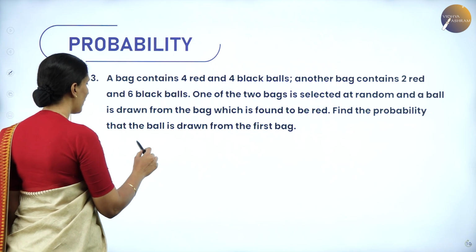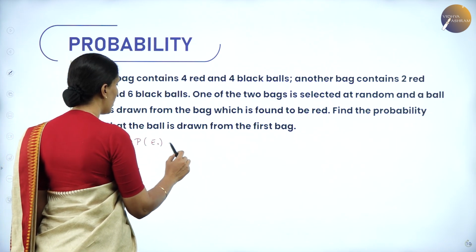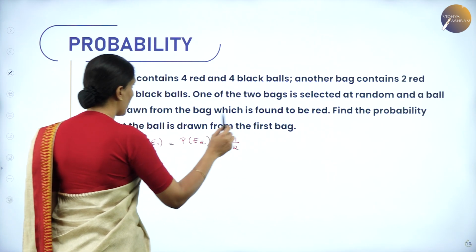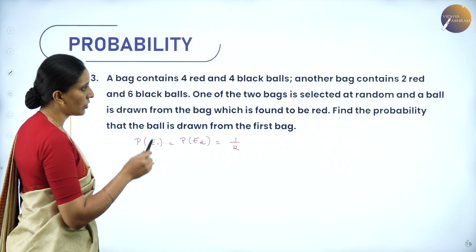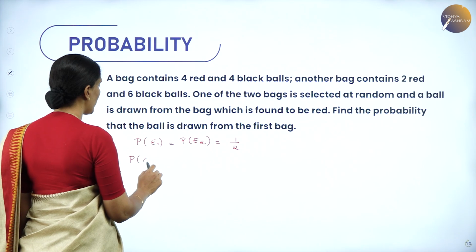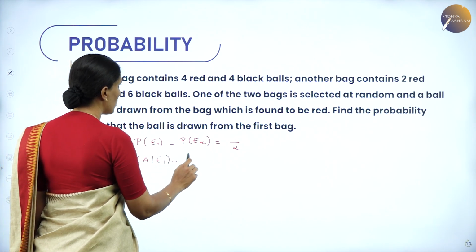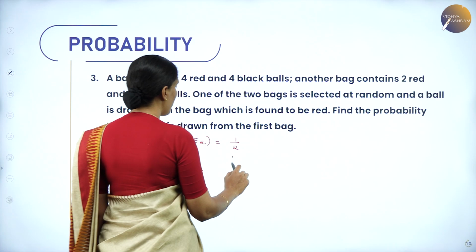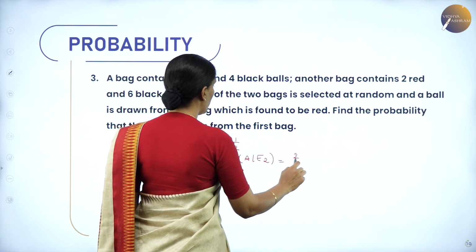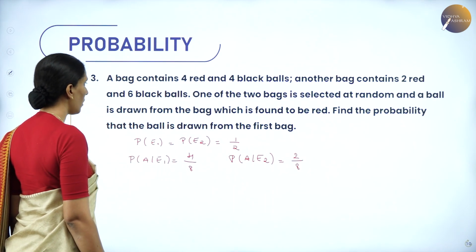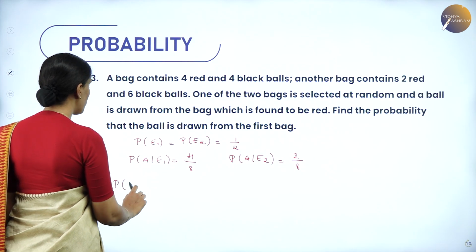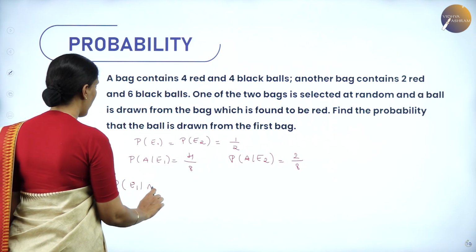So clearly I'll directly write that the probability of choosing bag 1 as well as the probability of choosing bag 2 is equal to 1 by 2. Now if I denote A as the event where the ball is red, then the probability of choosing a red ball from bag 1 is 4 out of 8 balls, and the probability of choosing a red ball from bag 2 will be equal to 2 out of 8 balls. So that is 2 plus 6, 8. Now I have to calculate the probability of choosing bag 1 where red is found.